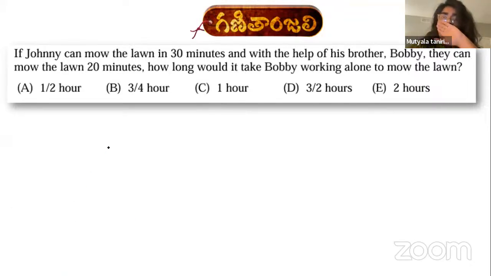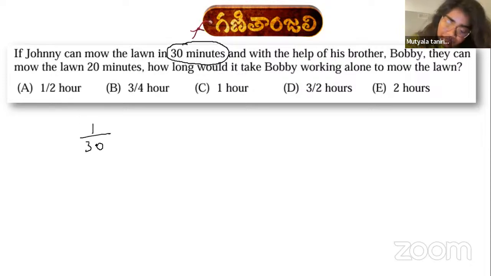Johnny can mow the lawn in 30 minutes. So here, ask yourself how much part of the work is done by Johnny in 1 minute. It takes 30 minutes to complete the work. So in 1 minute, 1/30, sir.